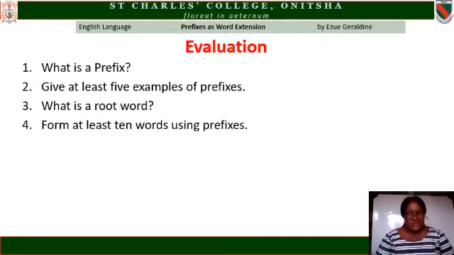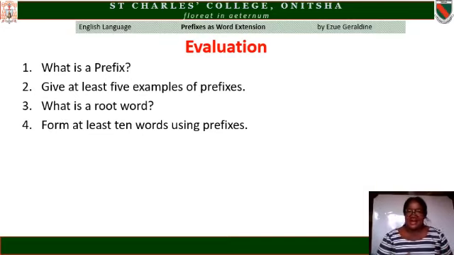But remember, we started by defining a prefix. A prefix is a morpheme added before a root word to form a new word. Then what is a root word? A root word is the base of a word, the original word to which we can add either prefix or suffix. Then we looked at the meaning of these prefixes. We have multi to mean many, mono to mean one, uni to mean one. We have il, un, im to mean not.